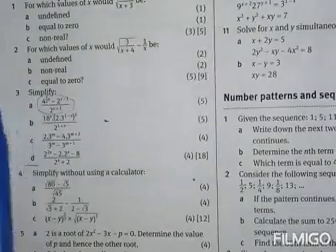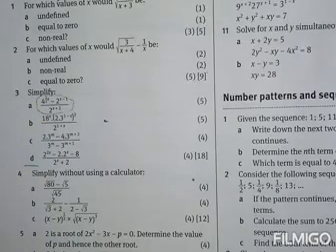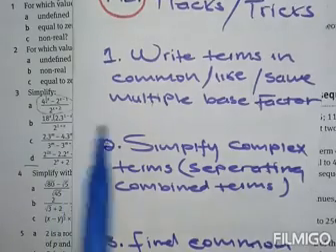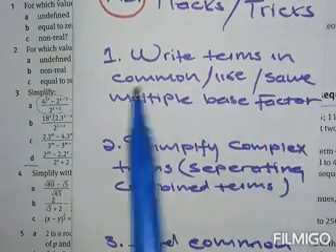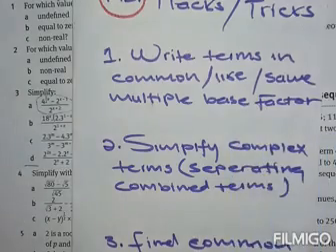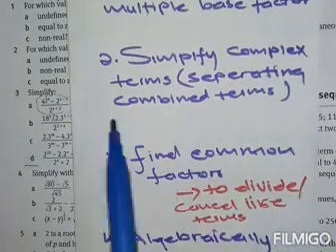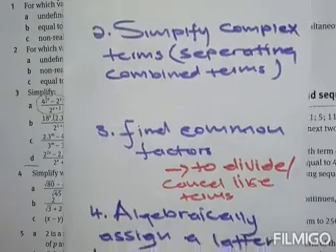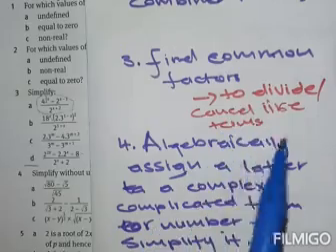Also, simplifying question number 3, there are these hacks which are helpful for simplifying them quickly and orderly. So these are the hacks. First, you have to write terms in common, like or same, multiple base. Second, simplify complex terms by separating the combined terms. Third would be to find the common factor. This will allow you to divide or to cancel like terms.